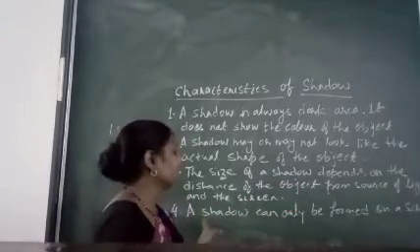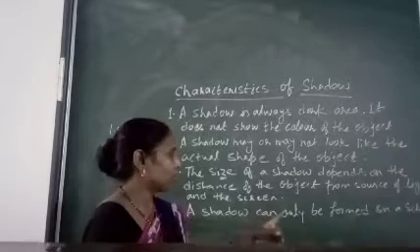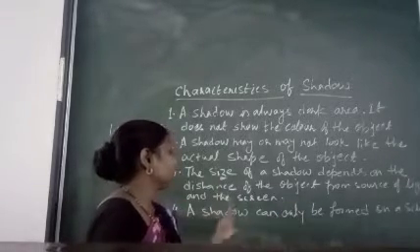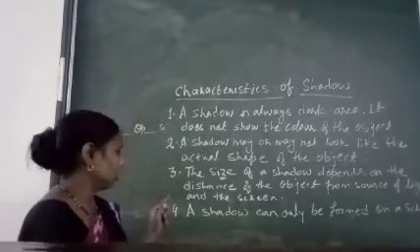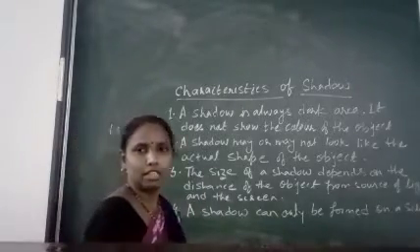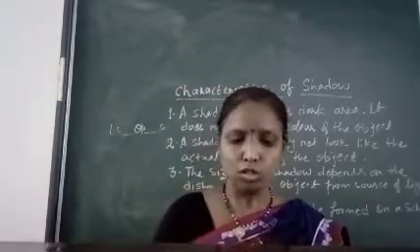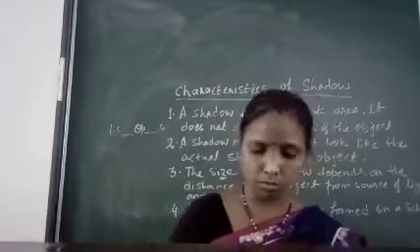Lastly, a shadow cannot be formed without a screen. So there must be a screen for a shadow to form. A shadow can only be formed when there is a screen. Understand? Clear to everyone? Okay, so in this class we are doing this much only.